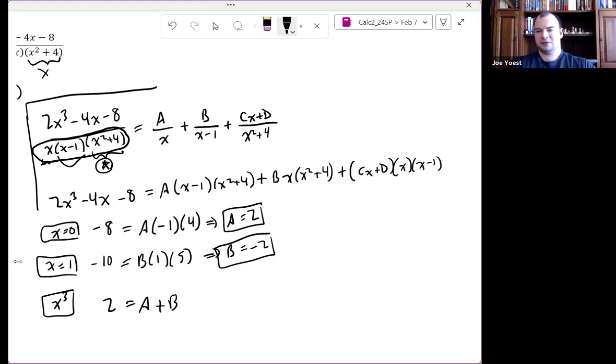And then for the cube part, D doesn't come in at all, right? I have C times x times x times x, so that's plus C. And D actually doesn't factor in at all because D at most multiplies an x squared. D never makes it to the cubic term. I know what A and B are. 2 equals 2 minus 2 plus C. Those go away. So C equals 2.